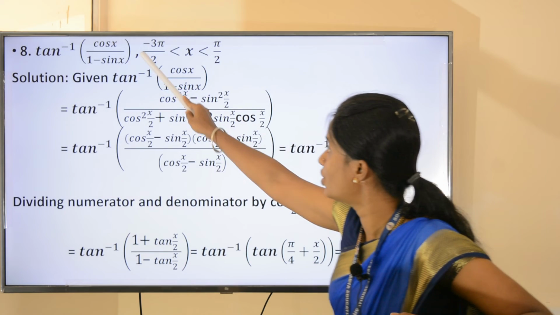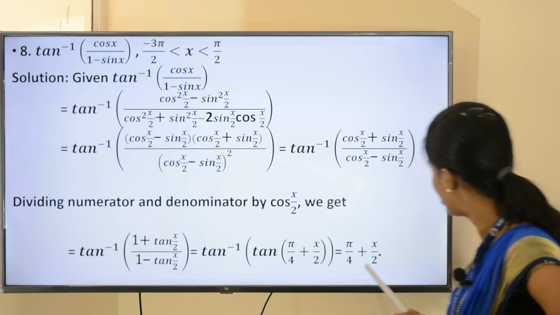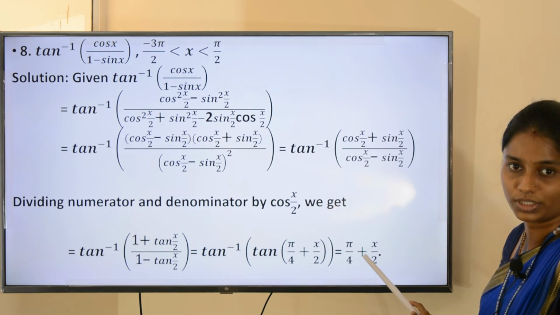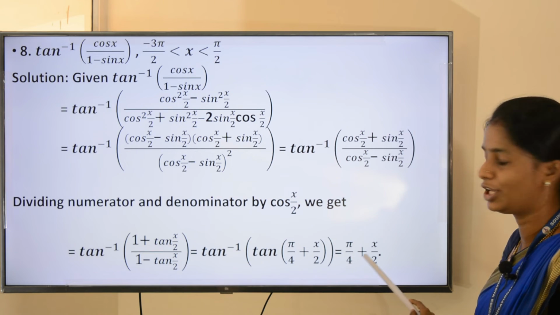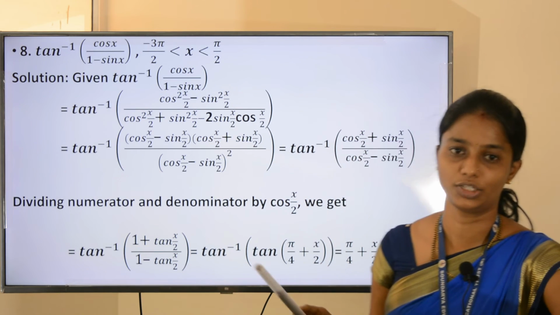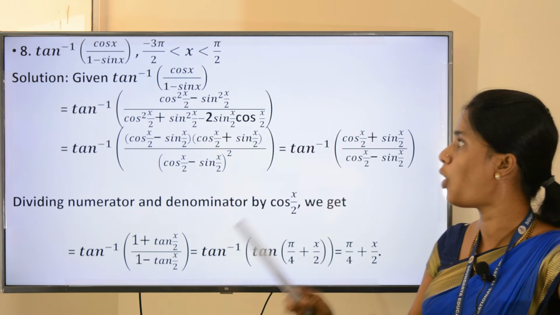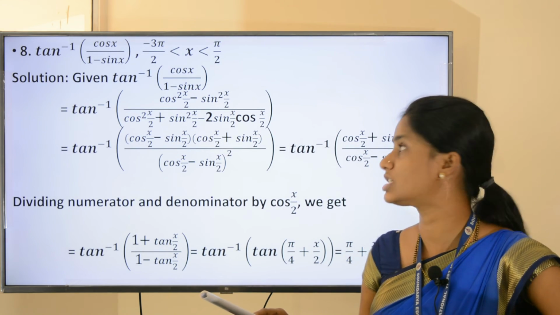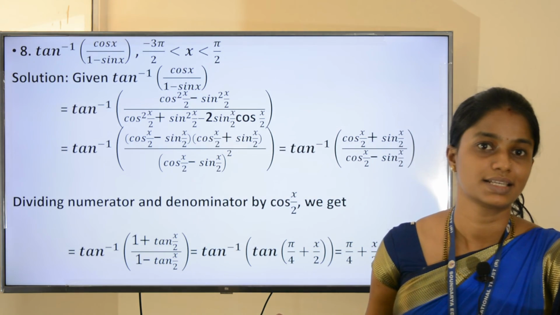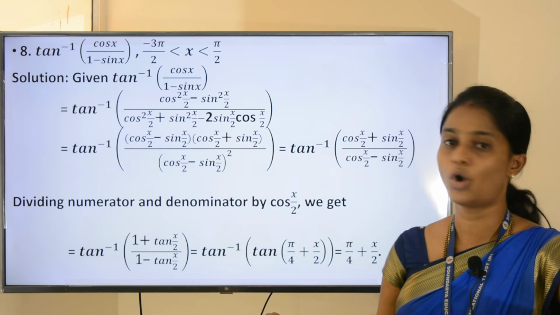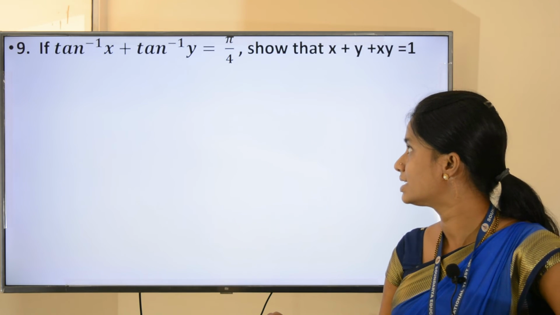In the question also the variable is x, and in the solution also we got the variable x only. So the final answer is pi by 4 plus x by 2. This is the simplest form of tan inverse of cos x divided by 1 minus sin x. Now we'll move on to the next problem, students.